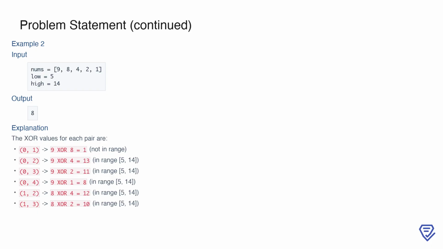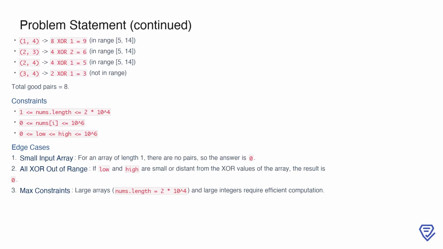By systematically evaluating all pairs, we ensure that no valid combination is missed. Completing the calculations for the example, we find that (1, 4) results in 8 XOR 1 = 9, which is in the range [5, 14], and (2, 3) gives 4 XOR 2 = 6, which also qualifies as a good pair. Finally, (2, 4) produces 4 XOR 1 = 5, which is valid, whereas (3, 4) results in 2 XOR 1 = 3, which is outside the range and therefore not a good pair. Summing up, we find that there are 8 good pairs in total for this input.